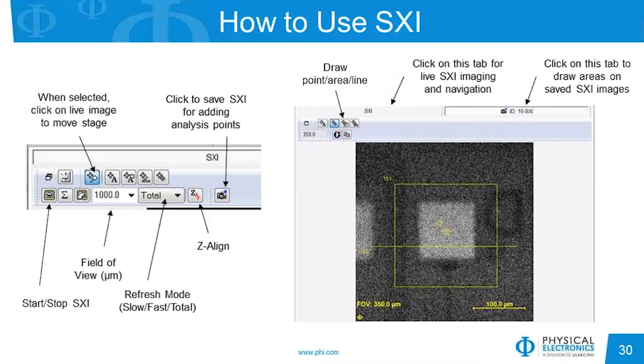And again, to show how this is used in our SmartSoft software, we have several controls for starting and stopping the SXI. We can also choose the field of view, again up to a maximum of 1400 microns. We can change the refresh mode from slow, fast to total, in that fast will refresh about once a second, so it's very good for navigation while we image the SXI live. And in total, we can then collect a few frames to clean up the image. And then once we have an SXI, we can save it, and as shown on the right side, we can simply draw points, lines, and areas that represent the analysis region that we would like to investigate.